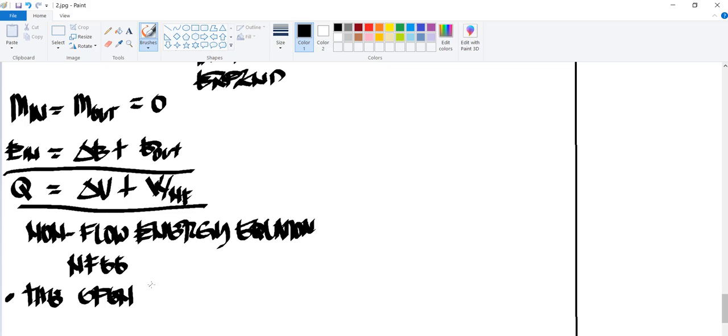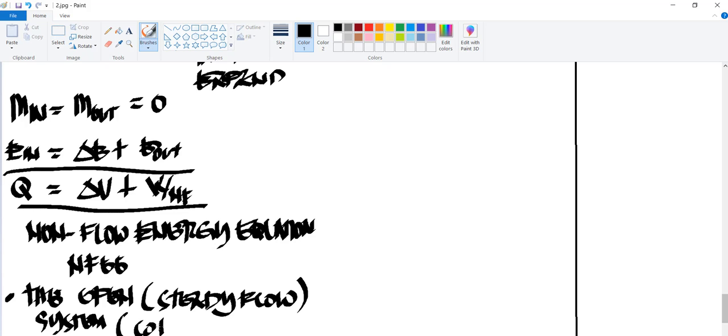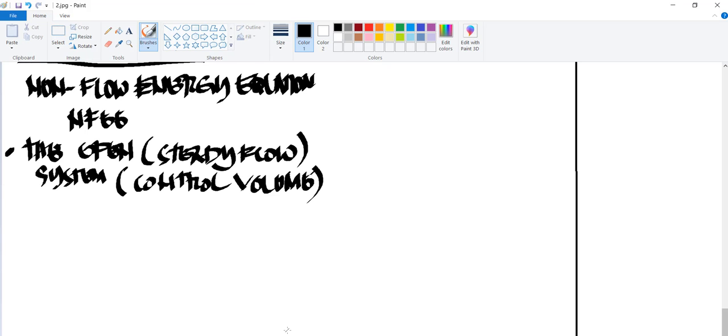Then if we go to the open system, for the open or steady flow system, so that is the control volume, that's what we have. So for the laws governing the control volumes, you have mass in is equal to your mass out, okay, where your energy in is equal to energy out.